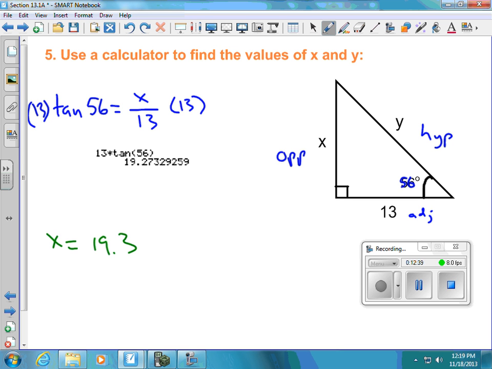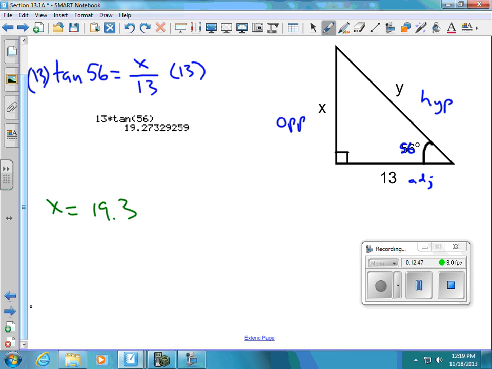Now, I have two sides. Could I use the Pythagorean theorem? I could. So I could do 13 squared plus 19.3 squared equals y squared, and we have our hypotenuse. I'm going to practice doing another trig ratio because we've done the hypotenuse method before. So let's say we want to use the adjacent and the hypotenuse this time. What trig function does adjacent and hypotenuse? Cosine does. Cosine of 56 equals 13 over y.